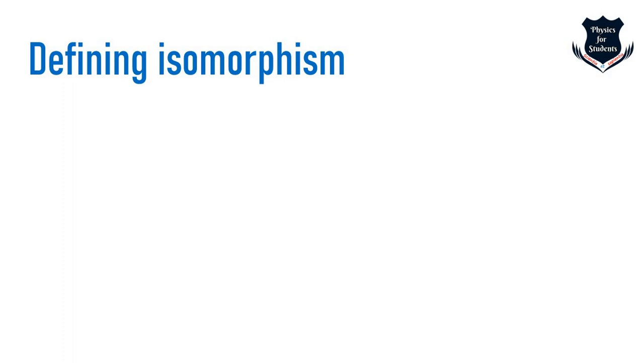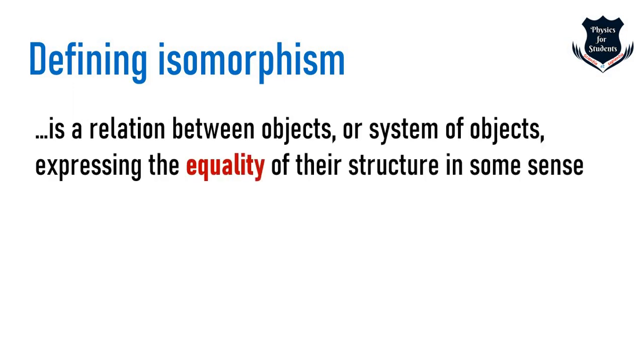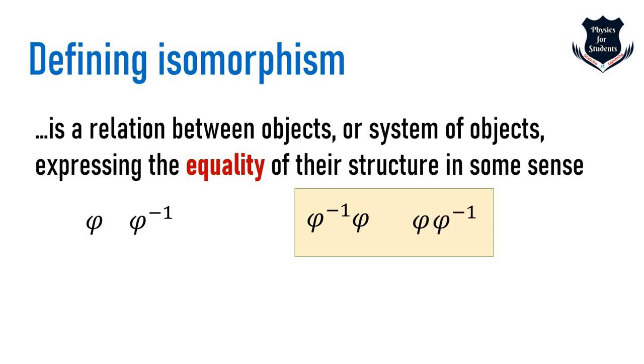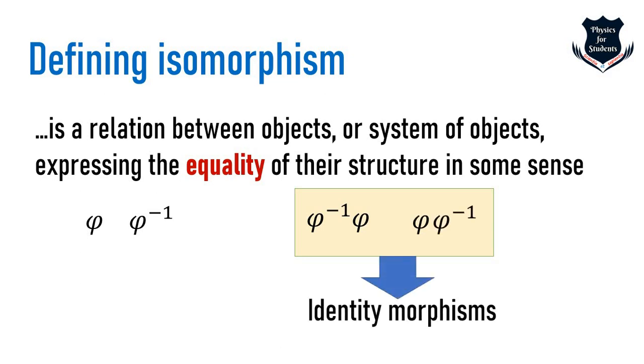We can call this a morphism, a relation between objects or systems which expresses the equality of their structure. We can say it is a morphism phi for which there exists a morphism that is the inverse one, such that the two compositions are both identity morphisms. So this is a clear idea, if you are trying to define it mathematically, that the inverse, when composed with the original morphism, actually produces identity morphisms.